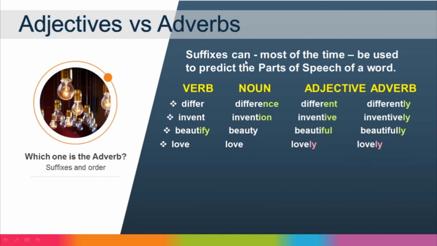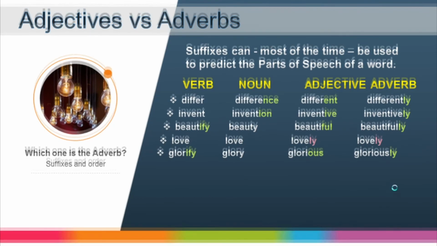Remember that you can try to predict or guess by using suffixes, but they might not work all the time. This is also another example. This is glorify, same as this one. Glorious, with ous, is another example of a suffix you can use to identify the adjective, and gloriously is also ly. So a lot of adverbs actually have ly as the ending or suffix.